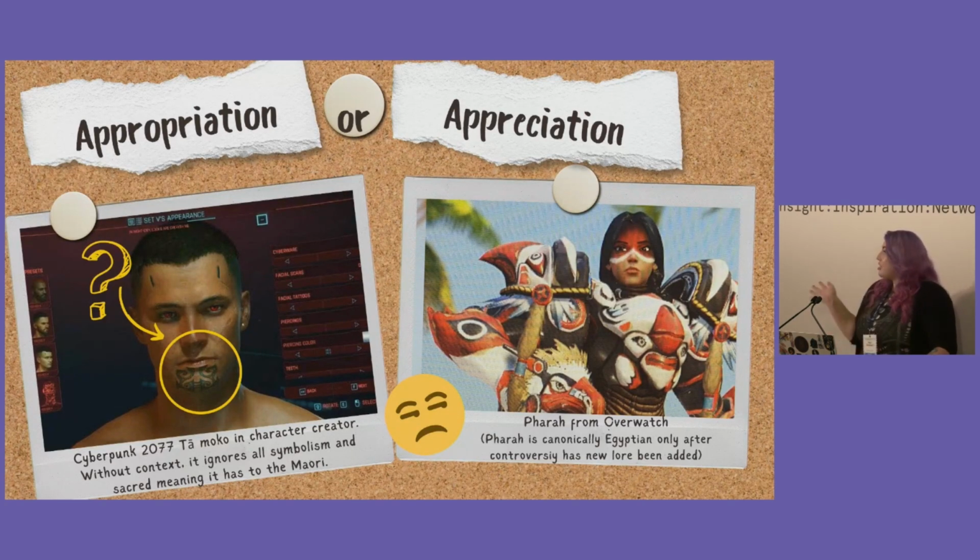And also, interchangeable cultures are not great. So who's played Overwatch? Yep. Pharah, canonically Egyptian, and it was only after controversy that they decided to loop in some lore that there was maybe some Native American heritage. But also that was off of the game, in its own lore, on its own website, where, you know, your average player potentially isn't going to go look for it. And it sort of felt like an afterthought and an apology to clean up an initial mess.